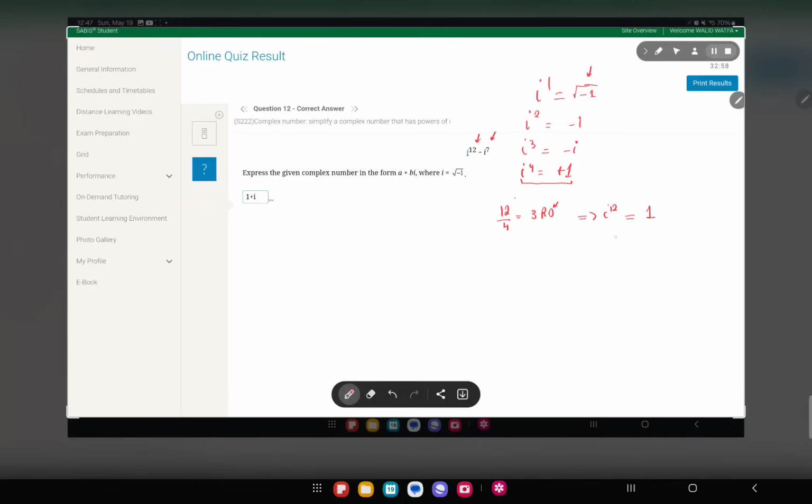equals 1. Okay, how about i to the power of 7? For i to the power of 7, you do 7 divided by 4, you get 1, remainder 3. So that means i to the power of 7 equals negative i, because you take the power for 3. Since the remainder was 3, you take the power for 3. Okay, so now I have to subtract these. So I have to take 1 minus this negative i, which is 1 plus i.